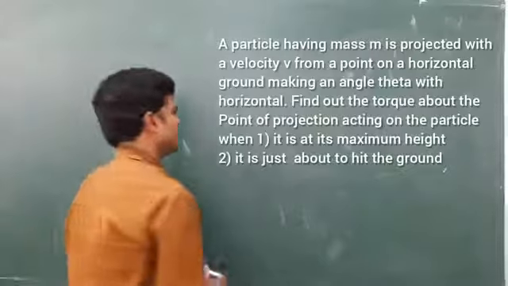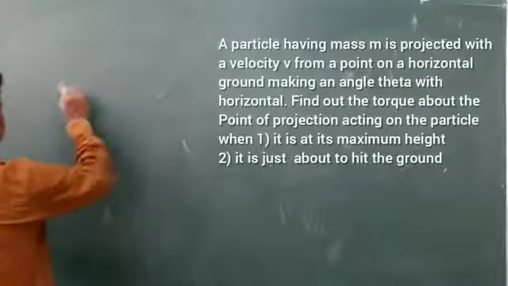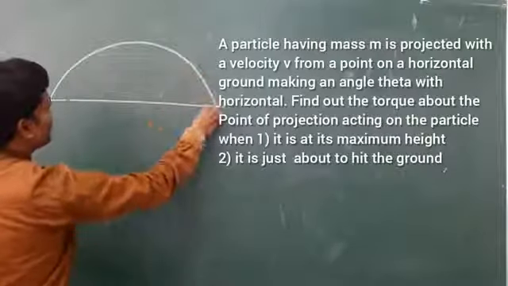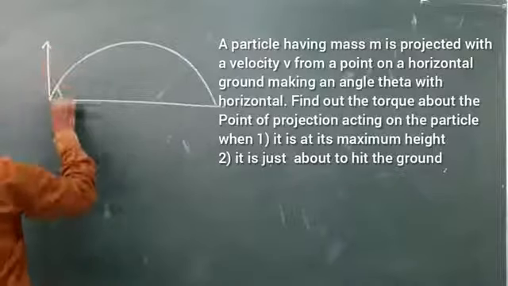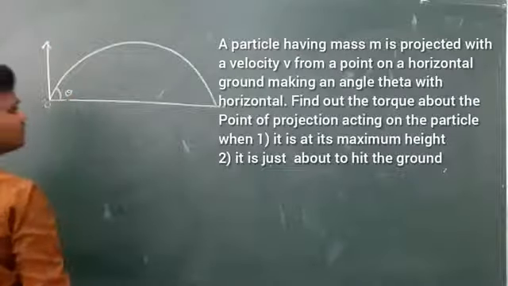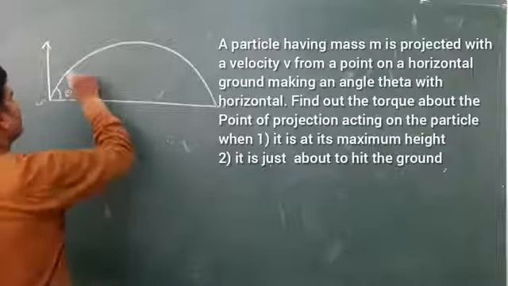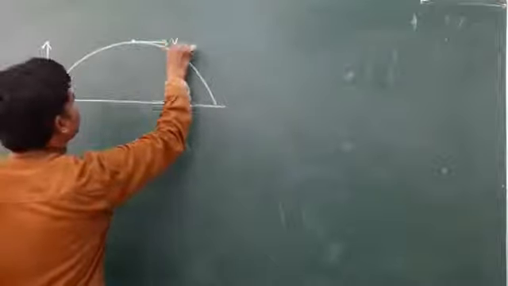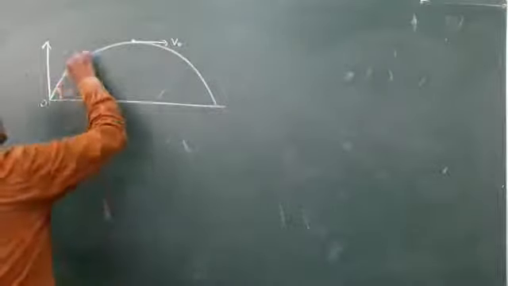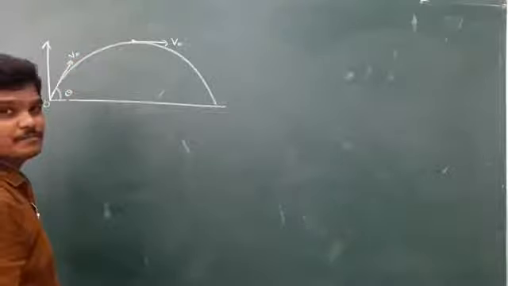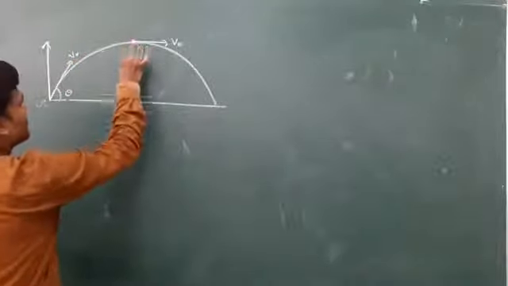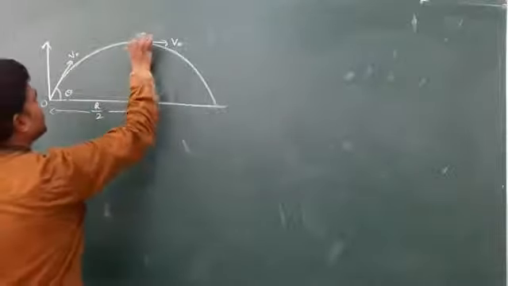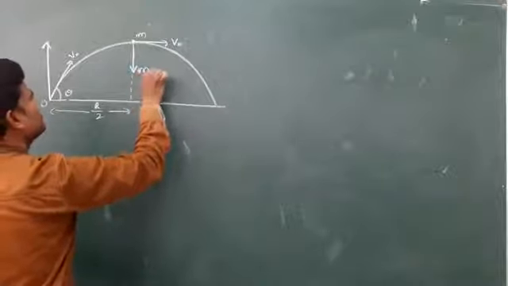See, in the question what they have given, in a simple way, is a particle thrown into the air like a projectile problem, by making some angle theta with speed v naught. Now they are asking to find the torque at the highest point. So the torque at the highest point is, see, this is R by 2. And if m is the mass, the weight of this particle is mg.